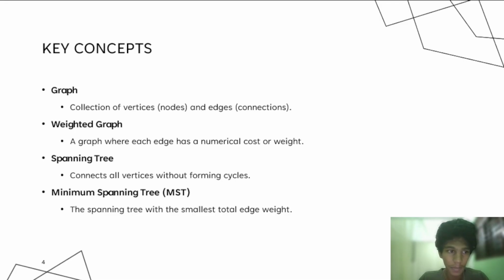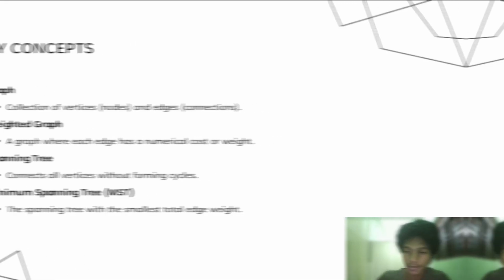The third concept is a spanning tree. A spanning tree is a subset of edges that connects all vertices in a graph without forming any cycles. Finally, a minimum spanning tree is a spanning tree with the smallest possible total weight. There may be several spanning trees in a graph, but the MST is the one with the minimum total cost. Prim's algorithm helps us find this optimal solution efficiently.